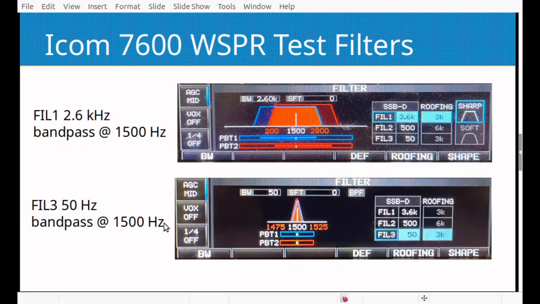The second filter is filter 3. We're going to define a very narrow filter. So again, we're going to use a roofing filter of 3 kilohertz, but we're going to select a 50 hertz wide filter, and we're going to center it on 1500 hertz. Both of these are centered on 1500 hertz because that's where the WSPR band is centered. So keep these two filters in mind, and we're going to receive WSPR transmissions using the two different filters and see how WSJT-X reports those transmissions.